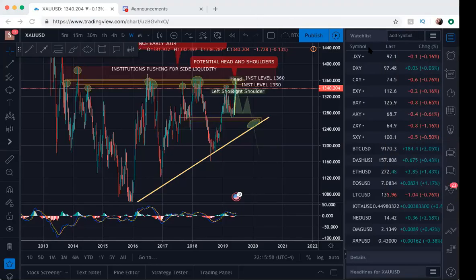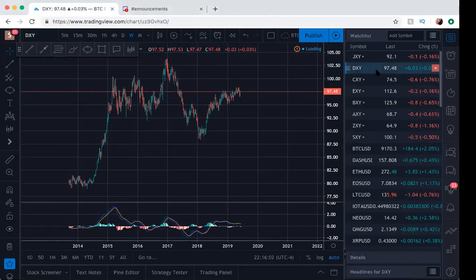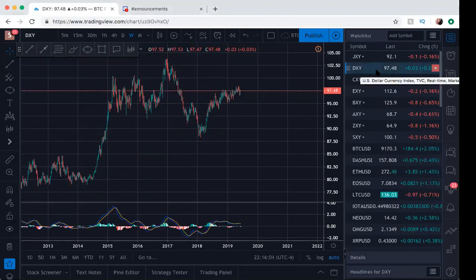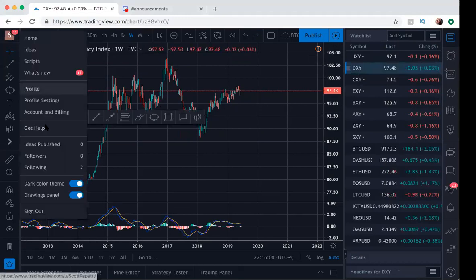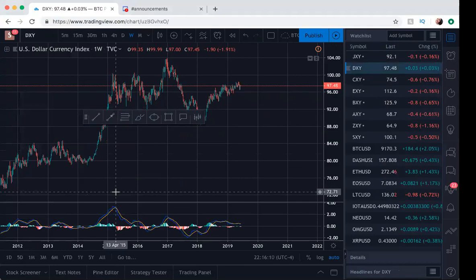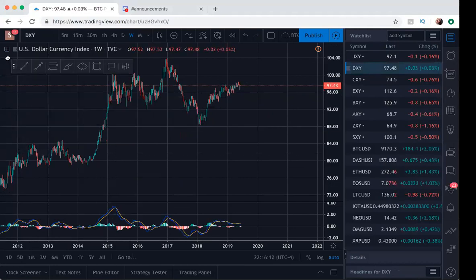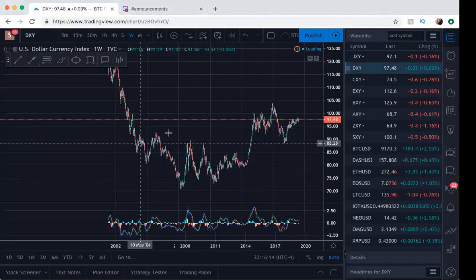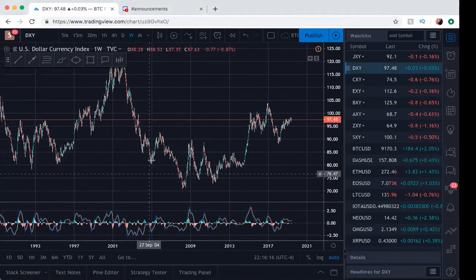So what a currency index is, pretty much, is a general outlook on a currency's strength. The DXY is the US dollar's currency index. Over time, this is on a weekly scale, you can see where the dollar's index has moved to, and you can use this in relation to other pairs.